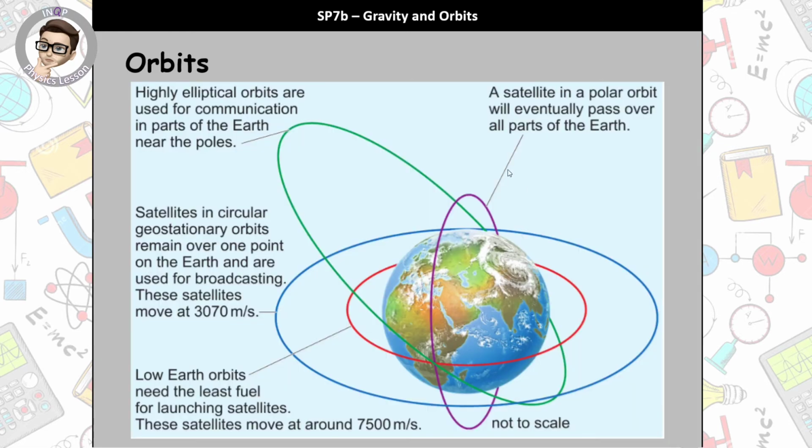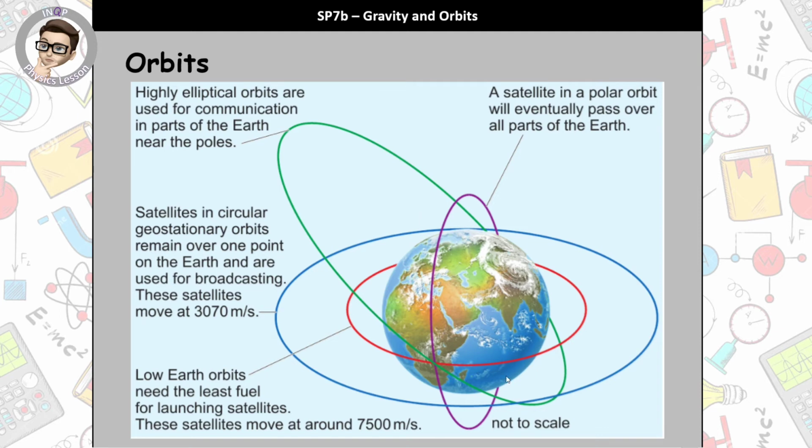Now we can also put satellites in orbit around the Earth. This is quite an important diagram, so I would recommend that you take almost a copy of this or take some notes of this, but I'll talk it through now and you can pause as you need to. So let's look at this green orbit here. So this green orbit is highly elliptical, which means that it's quite oval. It means it goes much further away at one side of the orbit than the other.